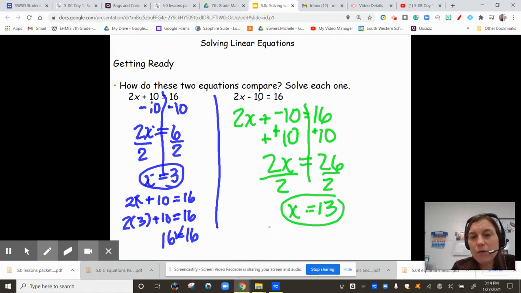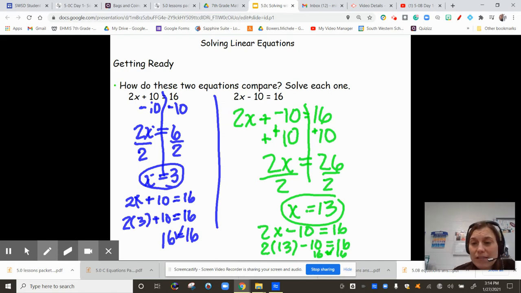So I can check it though. Every time I check it, I'm going to rewrite it the way it was originally before I changed it in any way. So I went back to the very beginning and then I substitute in my answer. I think it is 13. And then I solve. So 2 times 13 is 26. 26 minus 10 is 16. And so yes, 16 does equal 16, and it checks.